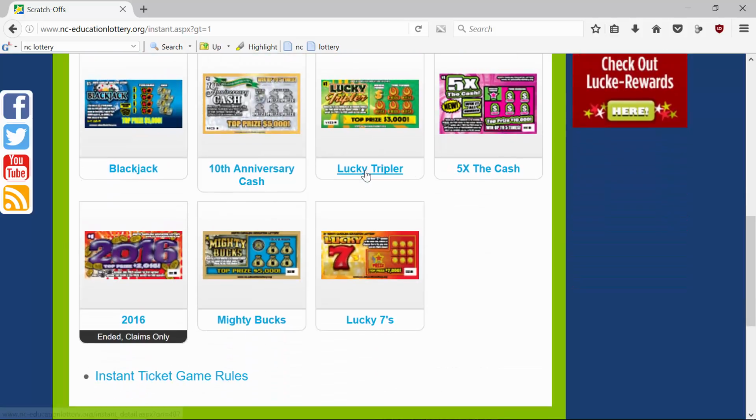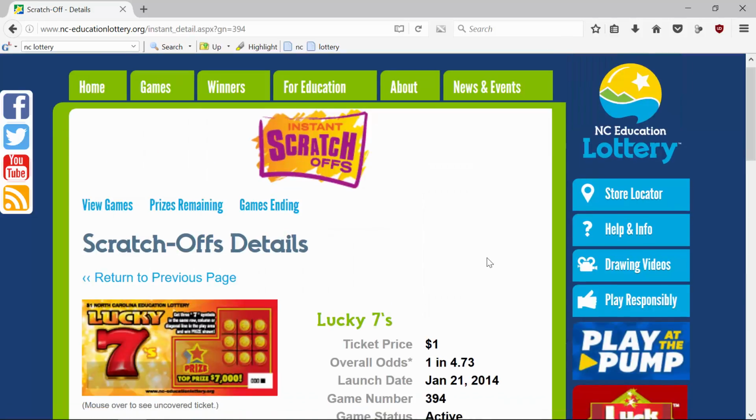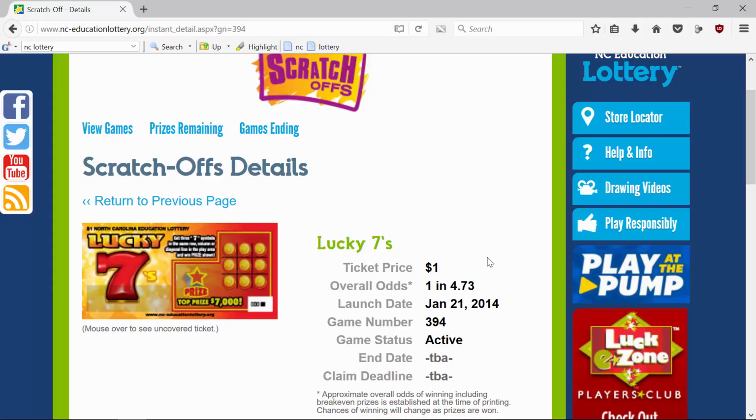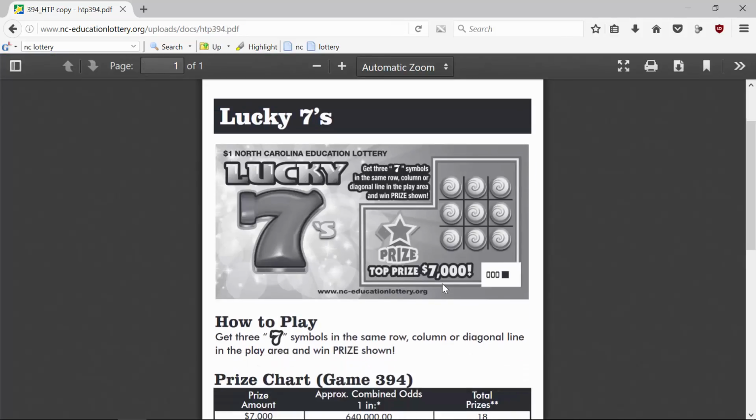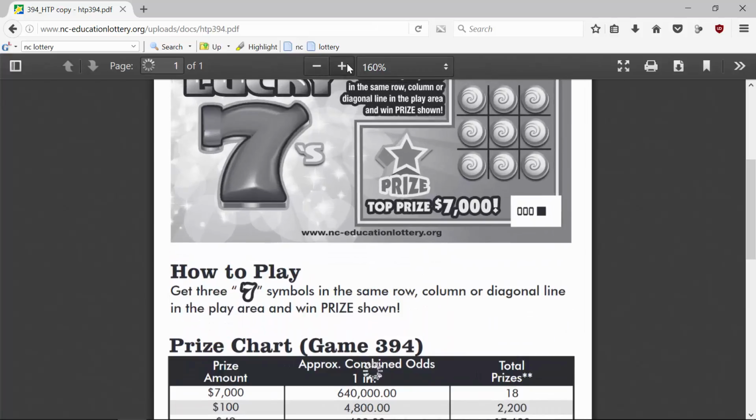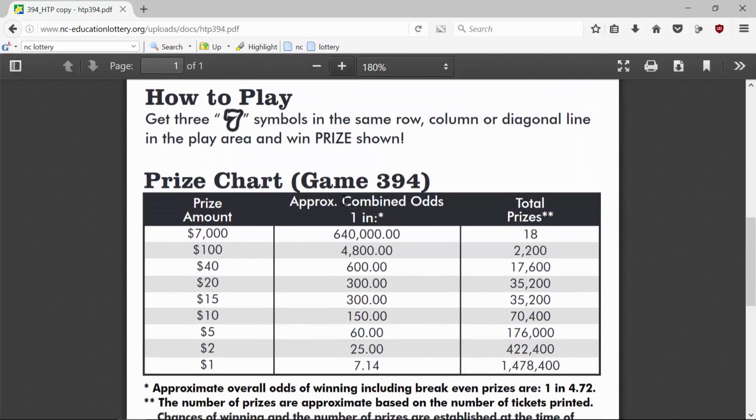So here are some of the $1 ones in North Carolina, and let's just pick this one here called Lucky Sevens. But the methods will be the same basically for any of these. So what do they tell us on the website? Well, the ticket price is $1. Your overall odds of winning something is 1 in 4.73. And if you really want to analyze what's going on, you need to download a little PDF here that gives you the details of what the prizes are and what the probabilities are.